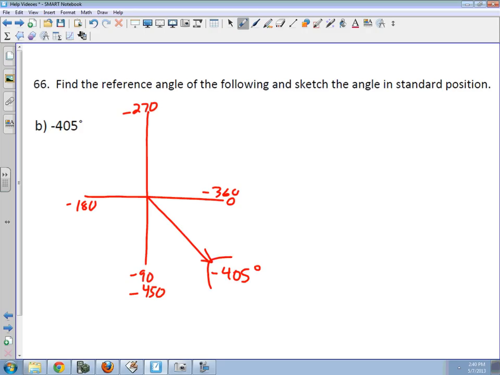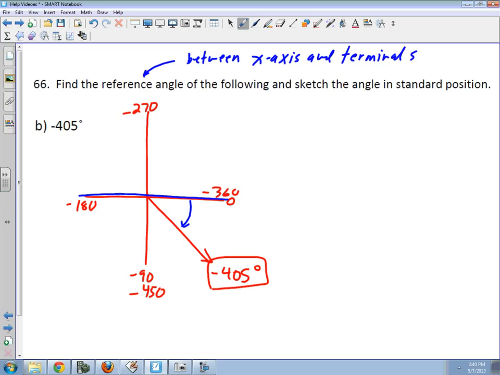The next question is, what is the reference angle? My question for the reference angle is, what is the angle between the x-axis and the terminal side? And the terminal side is just this side here. So the question is, what is that angle? I'm saying, well, how far past negative 360 is negative 405? Well, what is negative 405 minus negative 360?